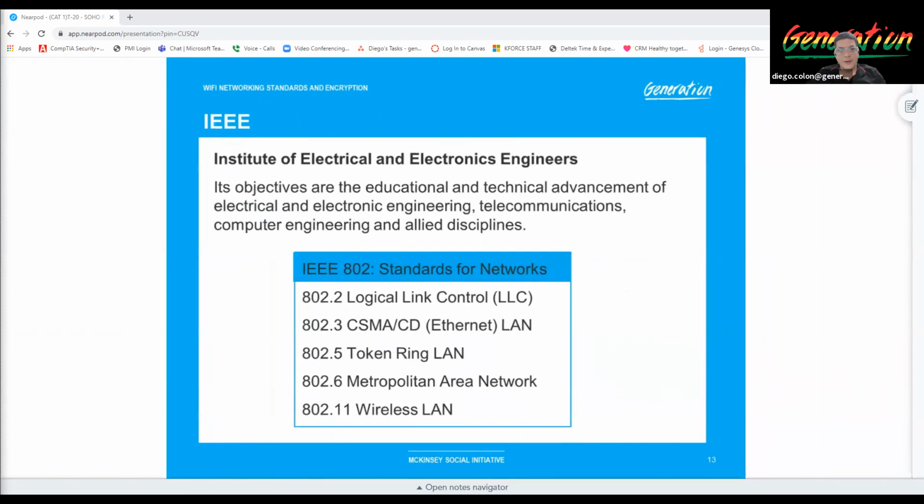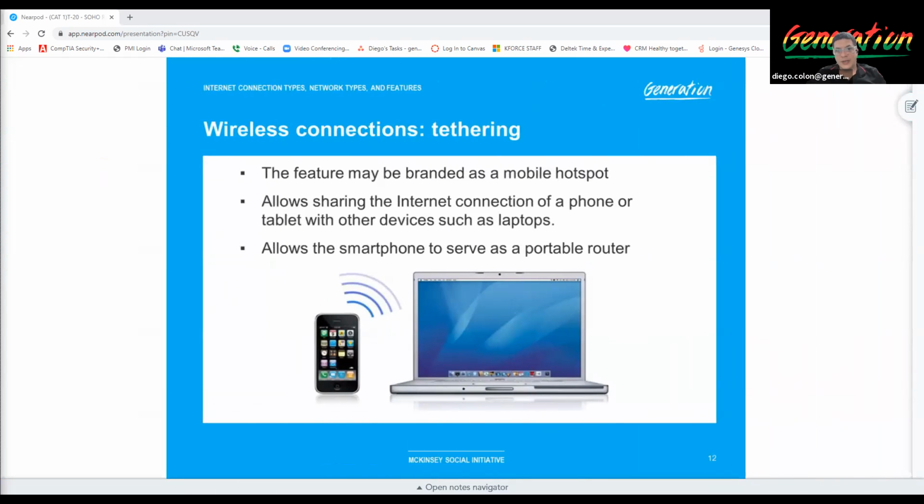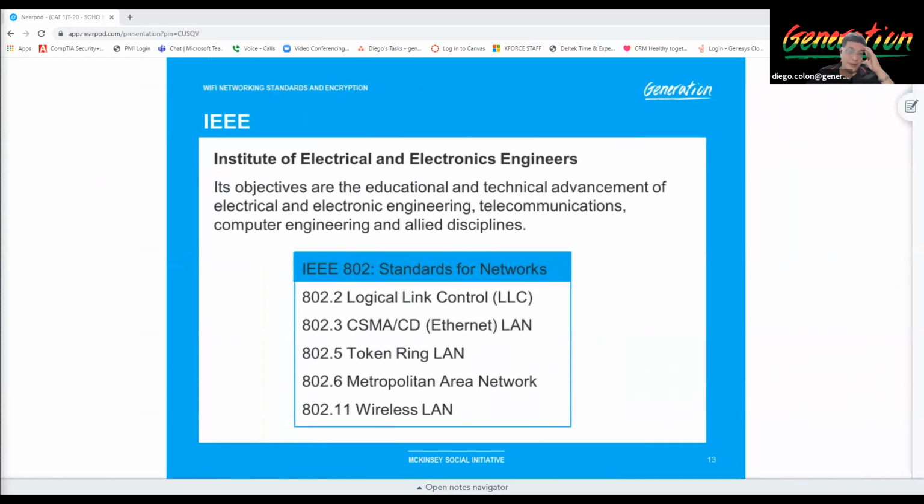All right. Any questions on the tethering? Doubts? IEEE stands for the Institute of Electrical and Electronics Engineers. I believe they will never ever ask you that question. Everybody just knows them as the IEEE.